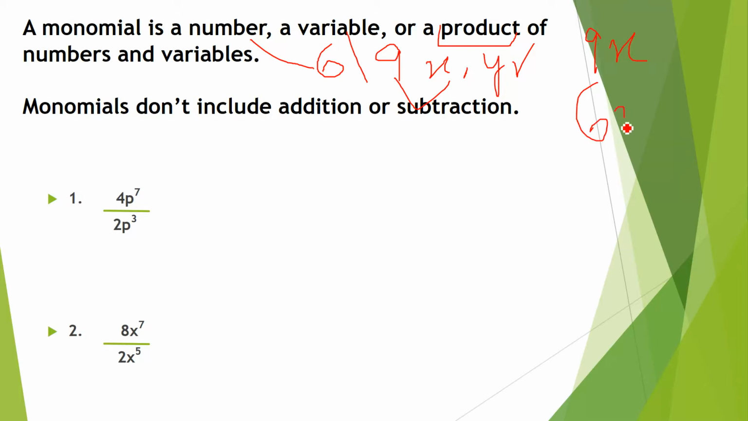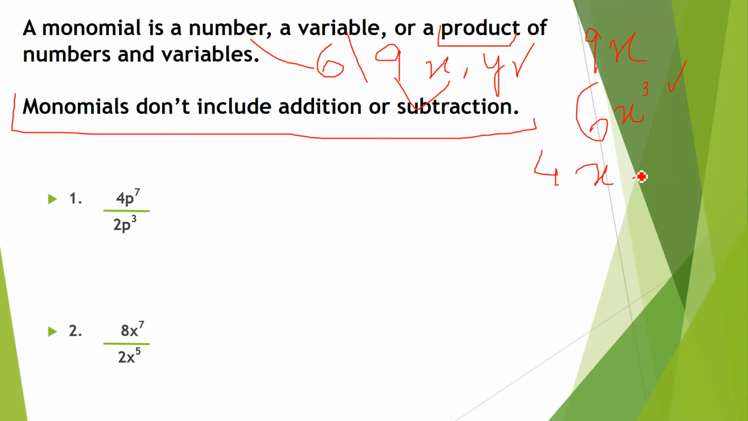If I say 6x cube, this is a monomial because it is the product of a number and a variable. So it is very easy. A monomial may be a number, a variable, or a product of numbers and variables. The most important thing is that monomials don't include addition or subtraction. If I say 4x plus 2, this is not a monomial. If I say 9x square minus 6, it is not a monomial. So monomials don't include addition or subtraction. They may have a number or variable or a product of numbers and variables.